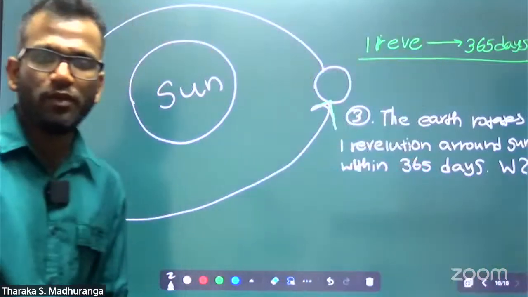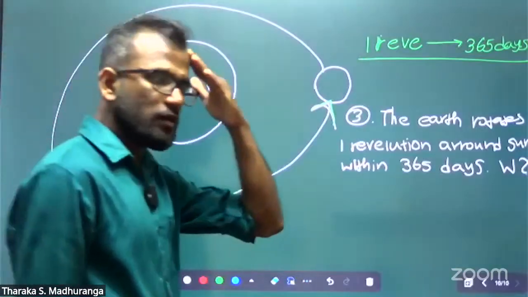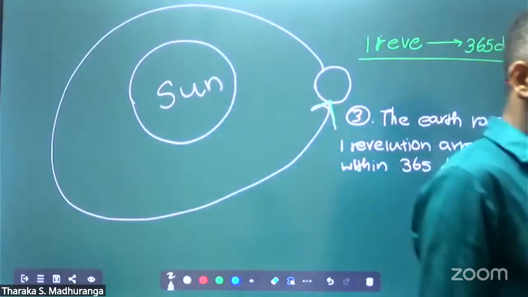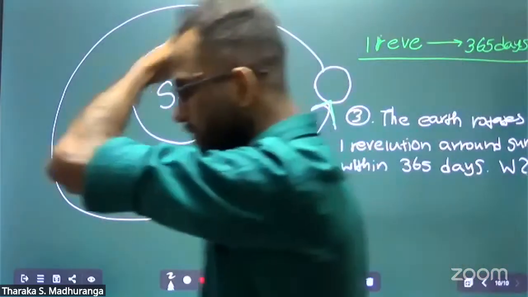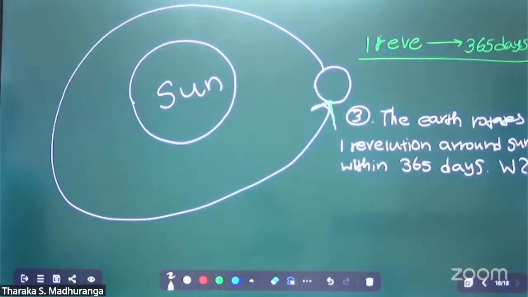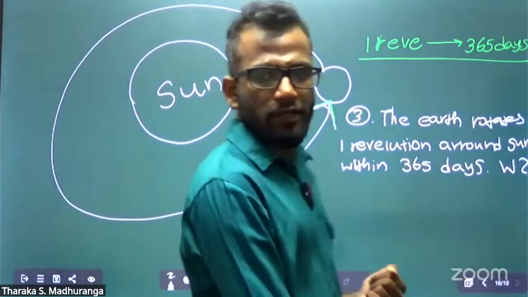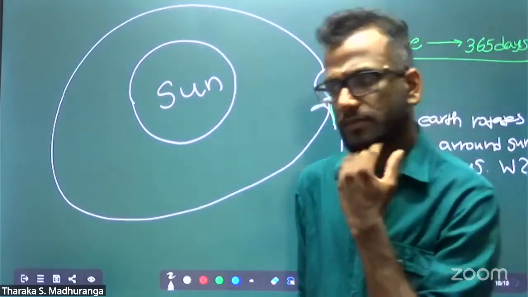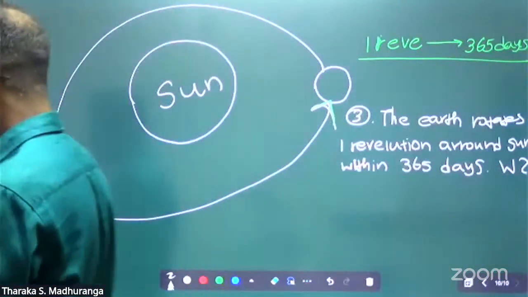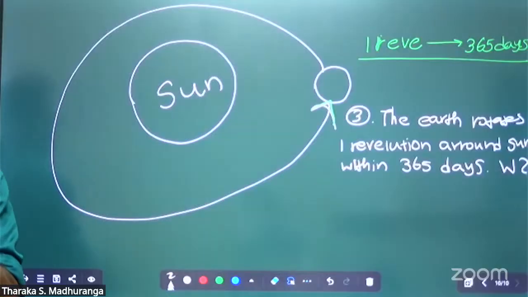Calculate the angular velocity of the Earth. Okay, let's try to get this. I need to get the angular velocity, omega, of the Earth around the sun. It takes 365 days per one revolution, so it is a very, very small value.